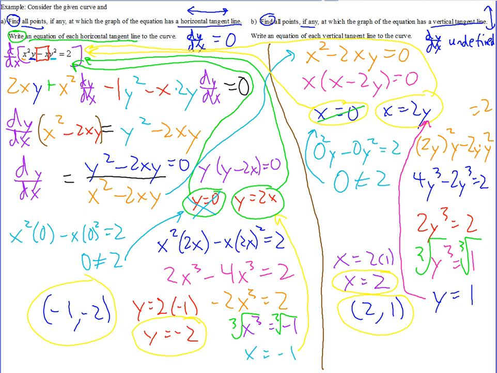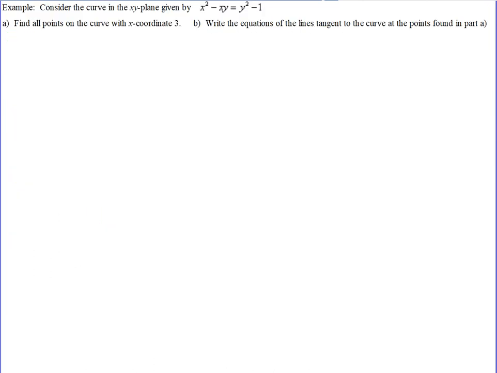All right, let's take a look at the next problem here. This one we're given the curve and an x coordinate, and we need to find all the points on the curve with an x coordinate of 3. So if we're given the x coordinate 3, to find the y coordinate, let's substitute in here to solve for y. We'll substitute in 3 for the x's, so it'll be 3 squared minus 3y equals y squared minus 1.